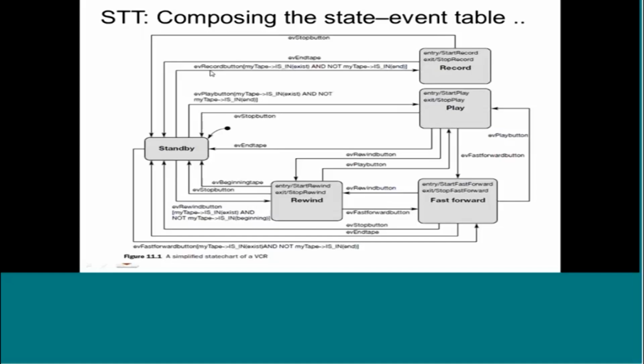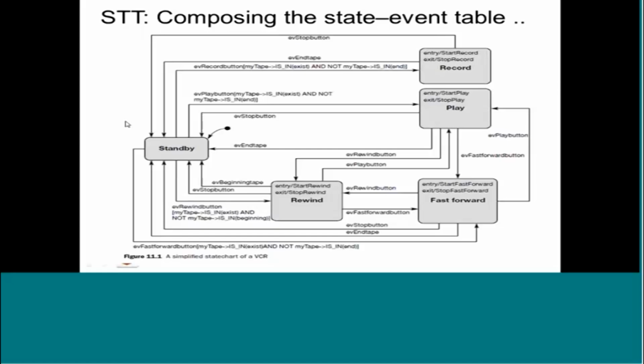Then there is the event of the record button. So these two primary inputs, if they are satisfied, then it will switch to the record state. It will keep on recording till the stop button is pressed. So the only way to go to the standby is the stop button. Of course, there is a tape end, because this guard is false, so it will go for the standby.